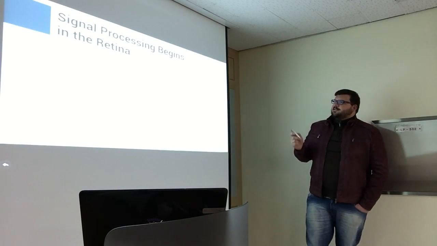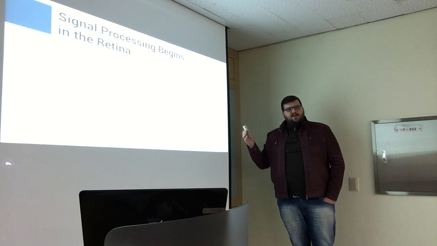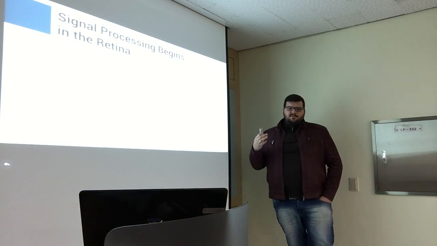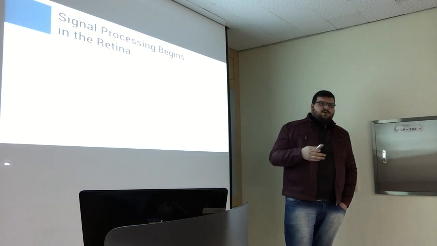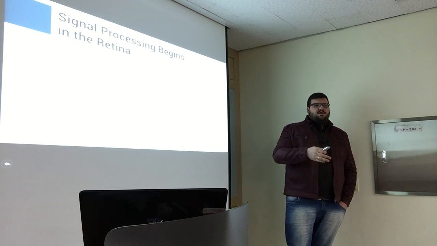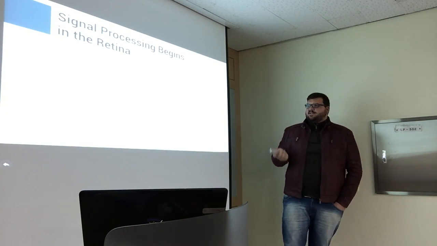Signal processing begins in the retina. When the light enters your eyes and reaches the retina, it is transduced from light to electrical signals and sent to the brain.